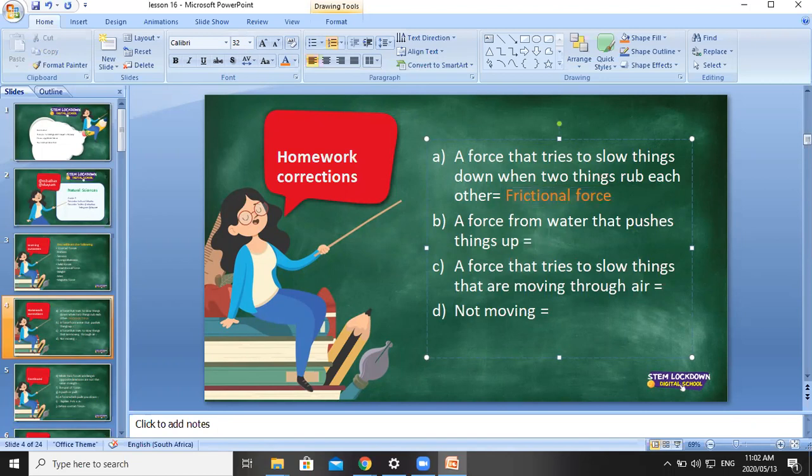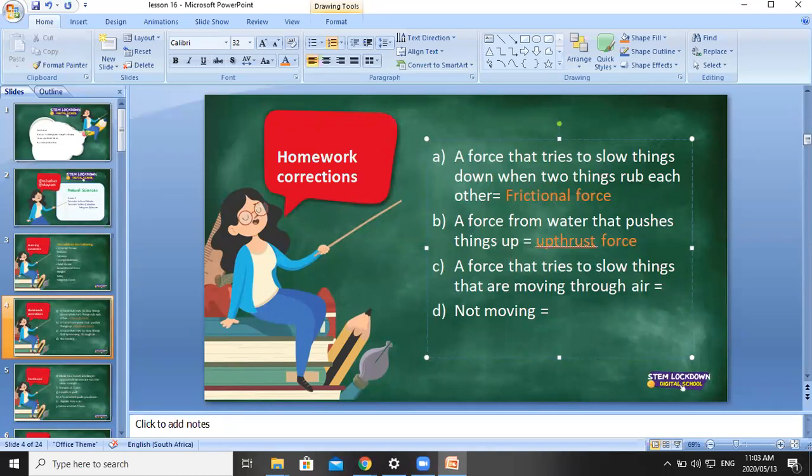A force from water that pushes things up, what do we call it? We call it an up thrust force. I'm hoping you are marking your work. It pushes things up. I made an example yesterday that when you put a soccer ball or a tennis ball in water and try to push it down, it will always come up. That type of force is called an up thrust force.